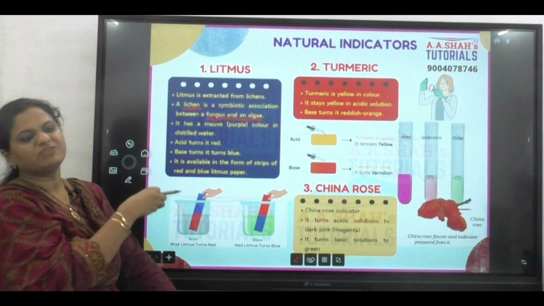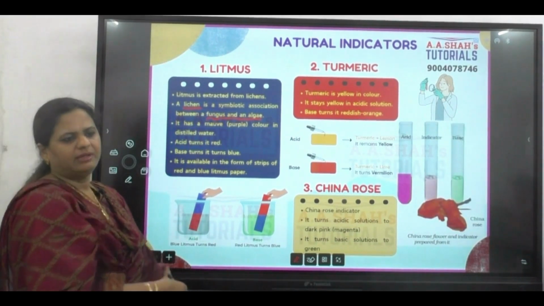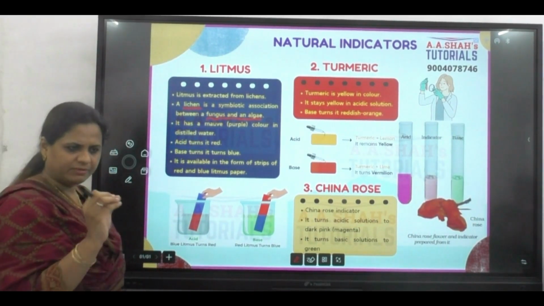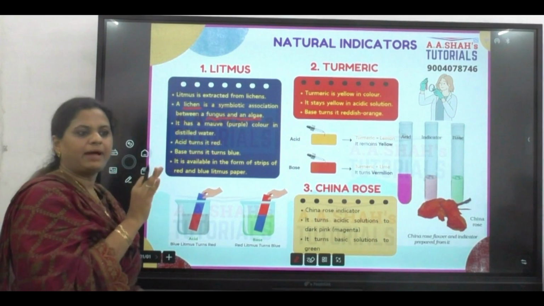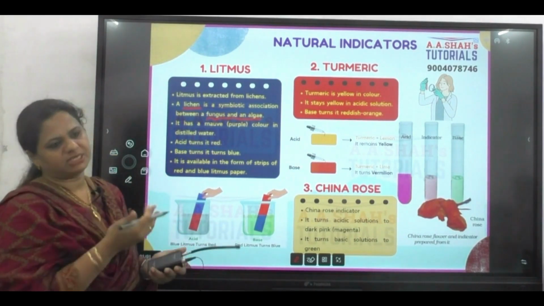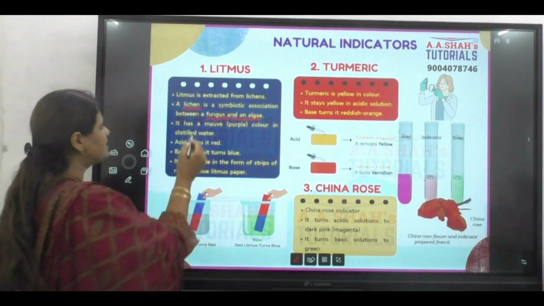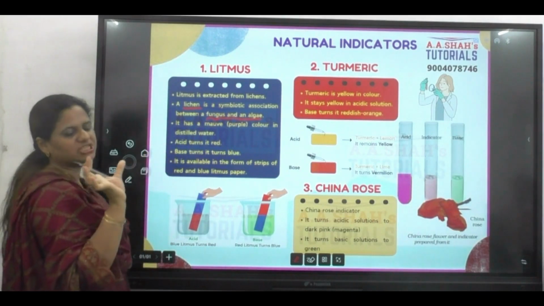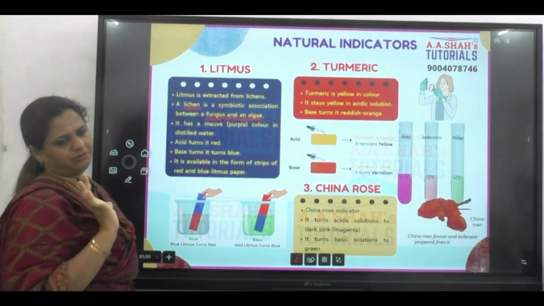This is an organism which is infesting you, affecting you. Similarly for plants also. So that is not symbiotic. Symbiotic means both are useful to each other, both benefit each other. So lichen is a combination of fungus and algae which stay together and help each other in their nutrition.